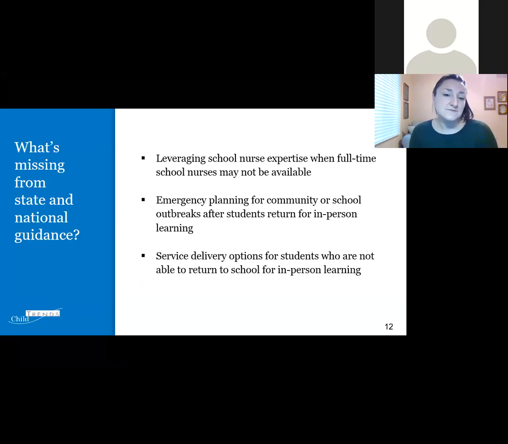And finally, many students with special health care needs may not be able to return for in-person learning at all due to their personal health risks. And we're missing some guidance in the field for how to ensure that these students receive the appropriate and needed services remotely, sort of beyond telehealth and teleservices, because some of those options may not be accessible or appropriate for individual student needs. So with that, I will pass it back to Paige.